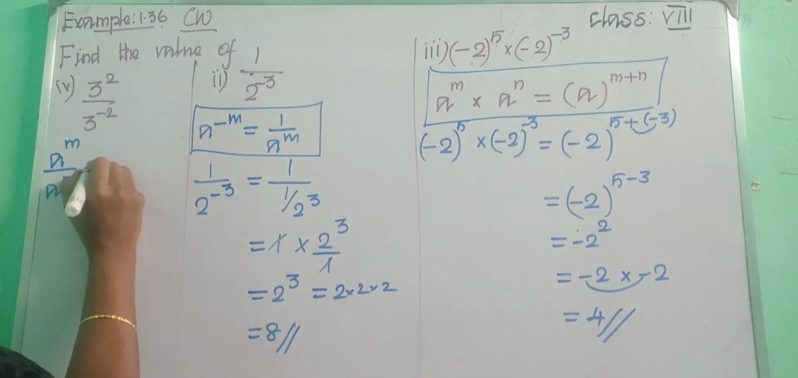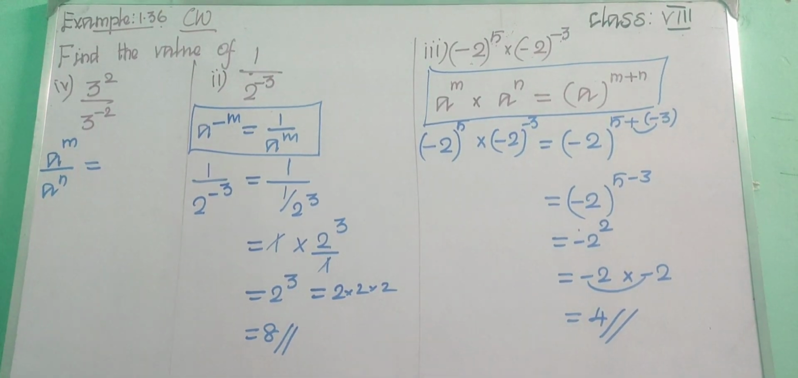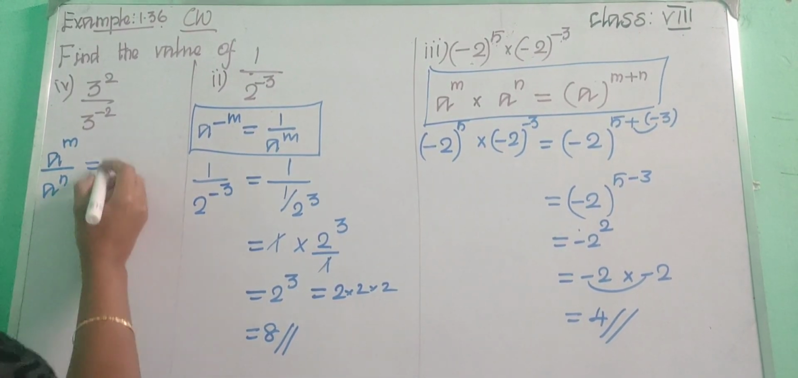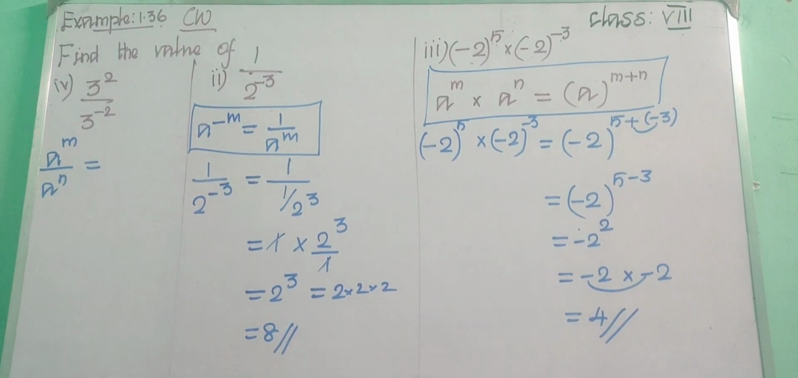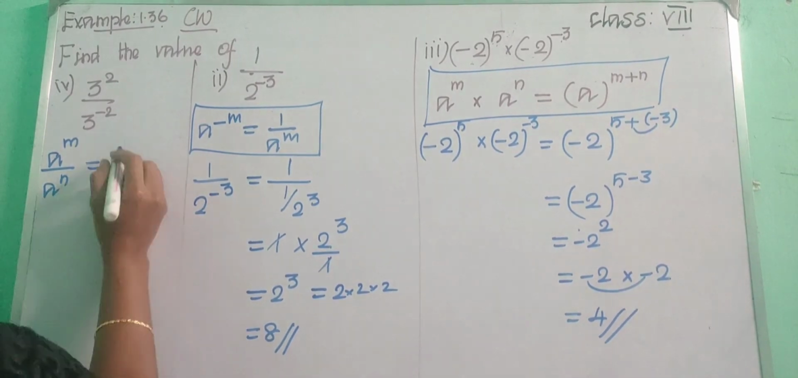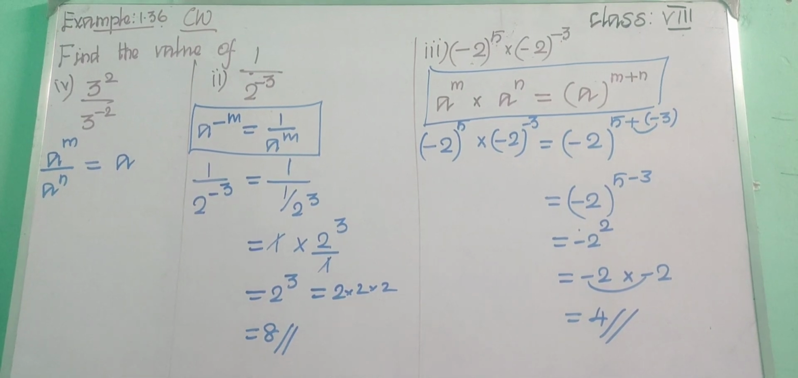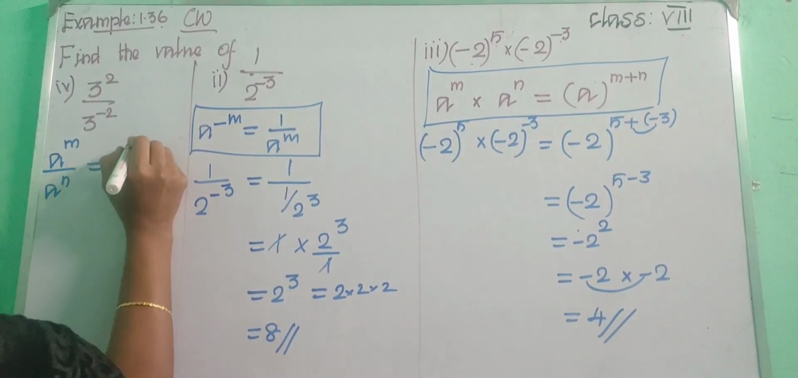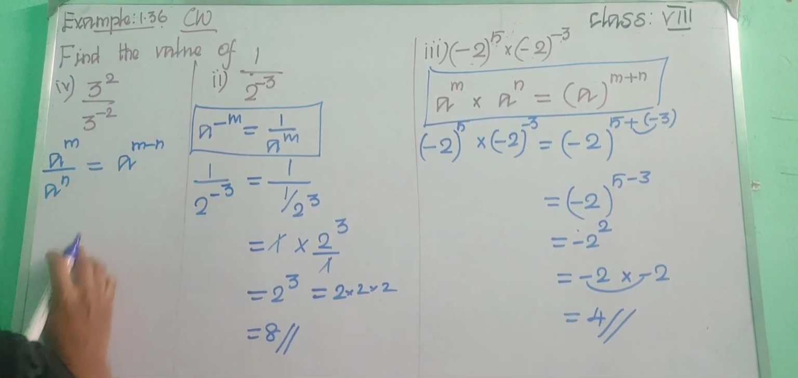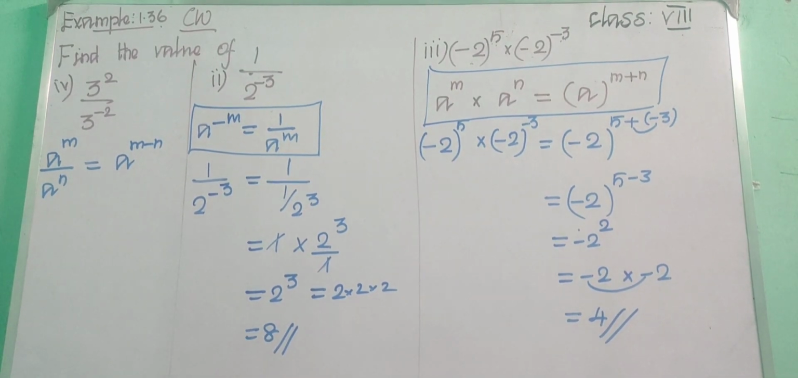So a power m by a power n we can write, right? So how will you write? a power m by a power n equal to? So divide, but same base, right? So it is like the quotient rule. We need to put the same base and subtract the powers, m minus n. a power m minus n. So it is the quotient rule.